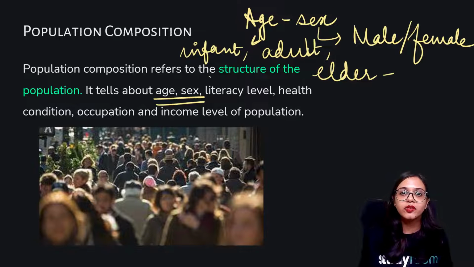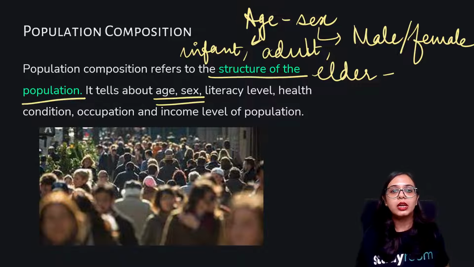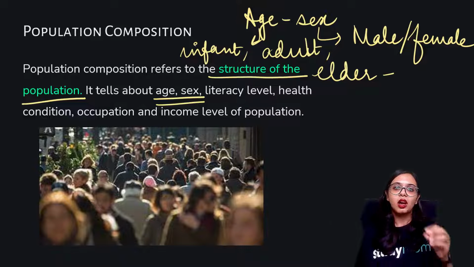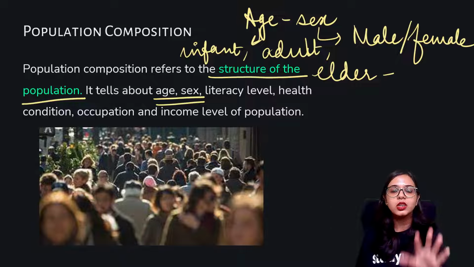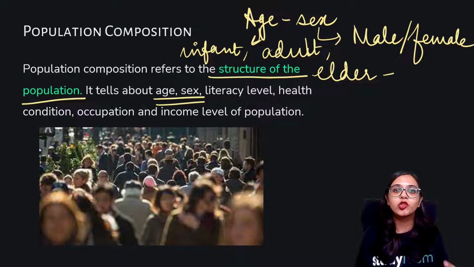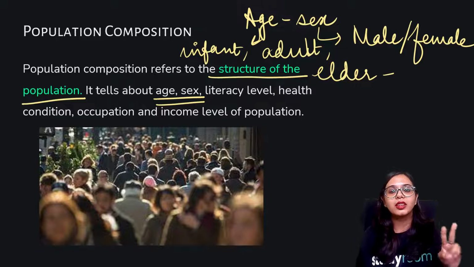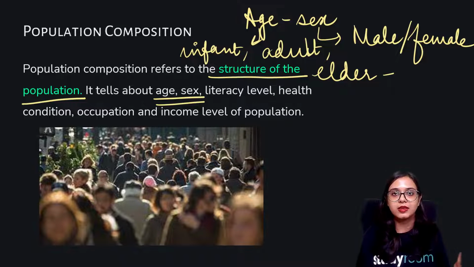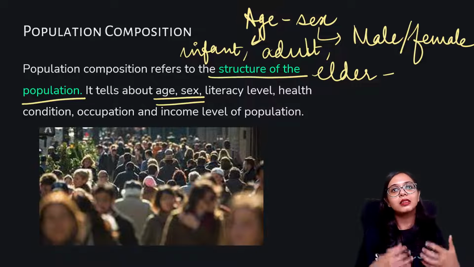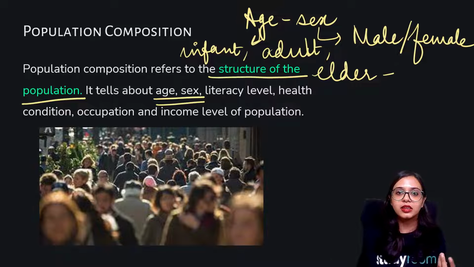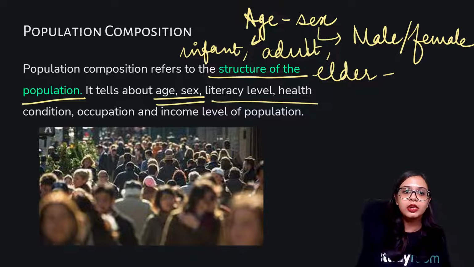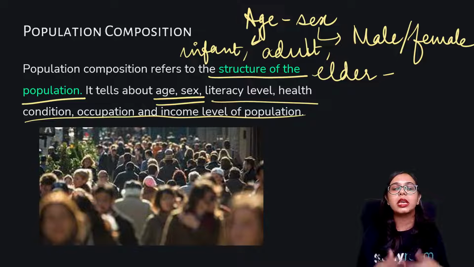Population composition refers to the structure of the population. It tells about the age, sex, literacy level, health condition, occupation, and income level of the population. It talks about all of these factors. But in this particular part of the chapter, we will be focusing our discussion on population pyramids. In a population pyramid, the two determinants taken into account are only age and sex. When you talk about population composition in a broader context, you may also talk about other factors listed here: literacy level, health condition, occupation, and income level.